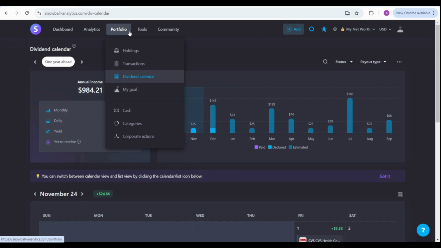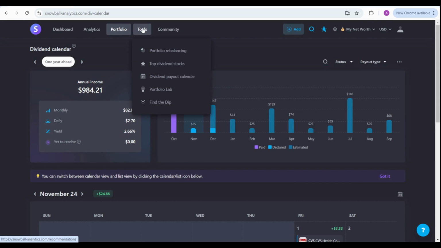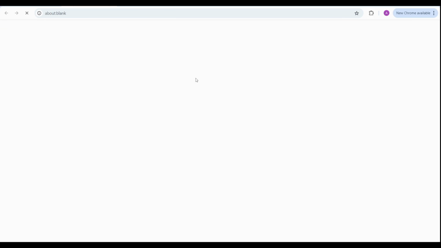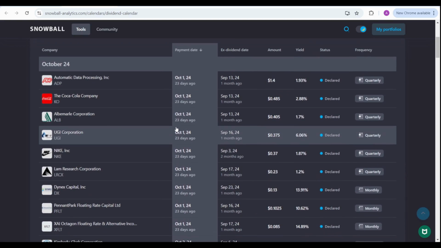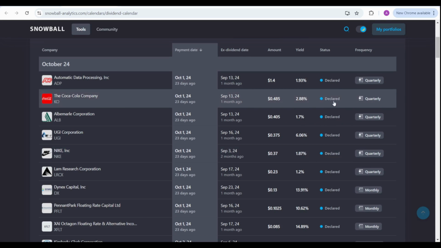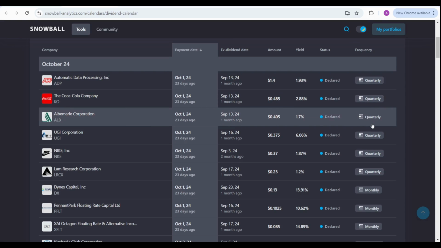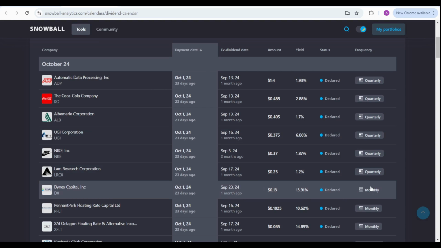But that is probably my favorite overall feature of Snowball Analytics. And then we can go over to tools, and the biggest one that I think is my favorite of all of their tools is just the dividend payout calendar. As you can see by the graph down below, my portfolio is not super evenly spaced on where income is coming from, mainly because I'm holding a ton of ETFs, but you can actually go in and check and see out of all the stocks that they have on here, when they're paying dividends, when the payment date is, when the ex-dividend date is, how much the overall yield is, whether their payment is guaranteed or they've already declared it, and the frequency at which they pay their dividends, if it's quarterly or monthly.